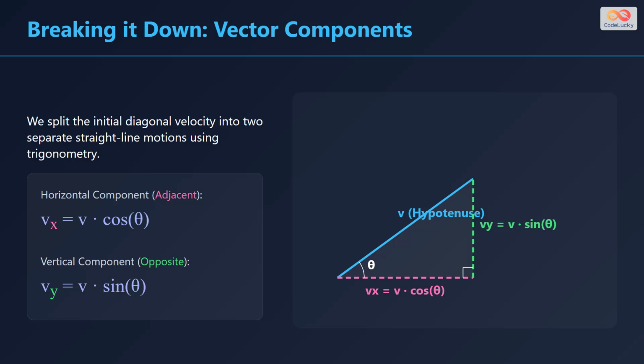Here is where the trigonometry comes in. A diagonal velocity is hard to work with, so we split it into two simple straight lines. Imagine a right-angled triangle. The horizontal side is adjacent to the angle, so we use cosine. The vertical side is opposite to the angle, so we use sine. This gives us v sub x and v sub y, the horizontal and vertical components of the speed.